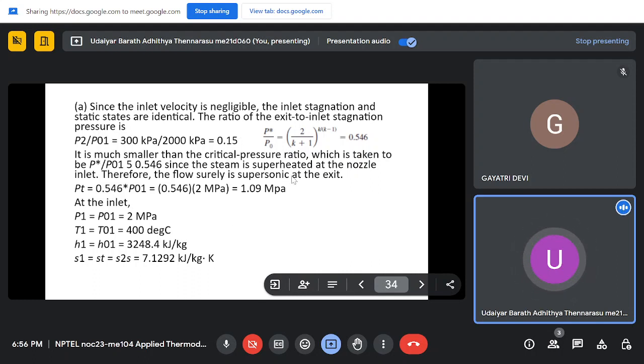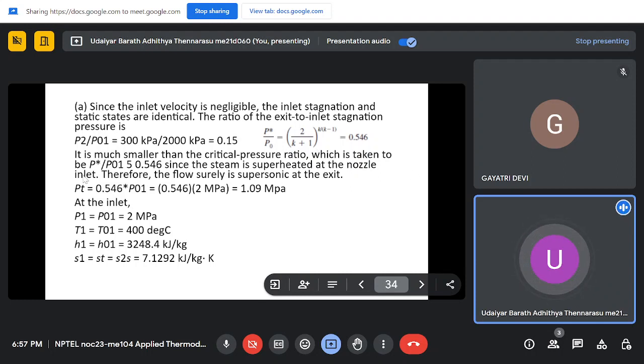So we know that at the exit you will have a supersonic velocity, and at the throat you will have Mach number 1. At the throat condition we'll find out the pressure. So Pt by the pressure at the inlet is the critical pressure ratio, 0.546. So 0.546 into the stagnation pressure at the inlet, which is 2 megapascal, we get 1.09 megapascal. That is the pressure at the throat.